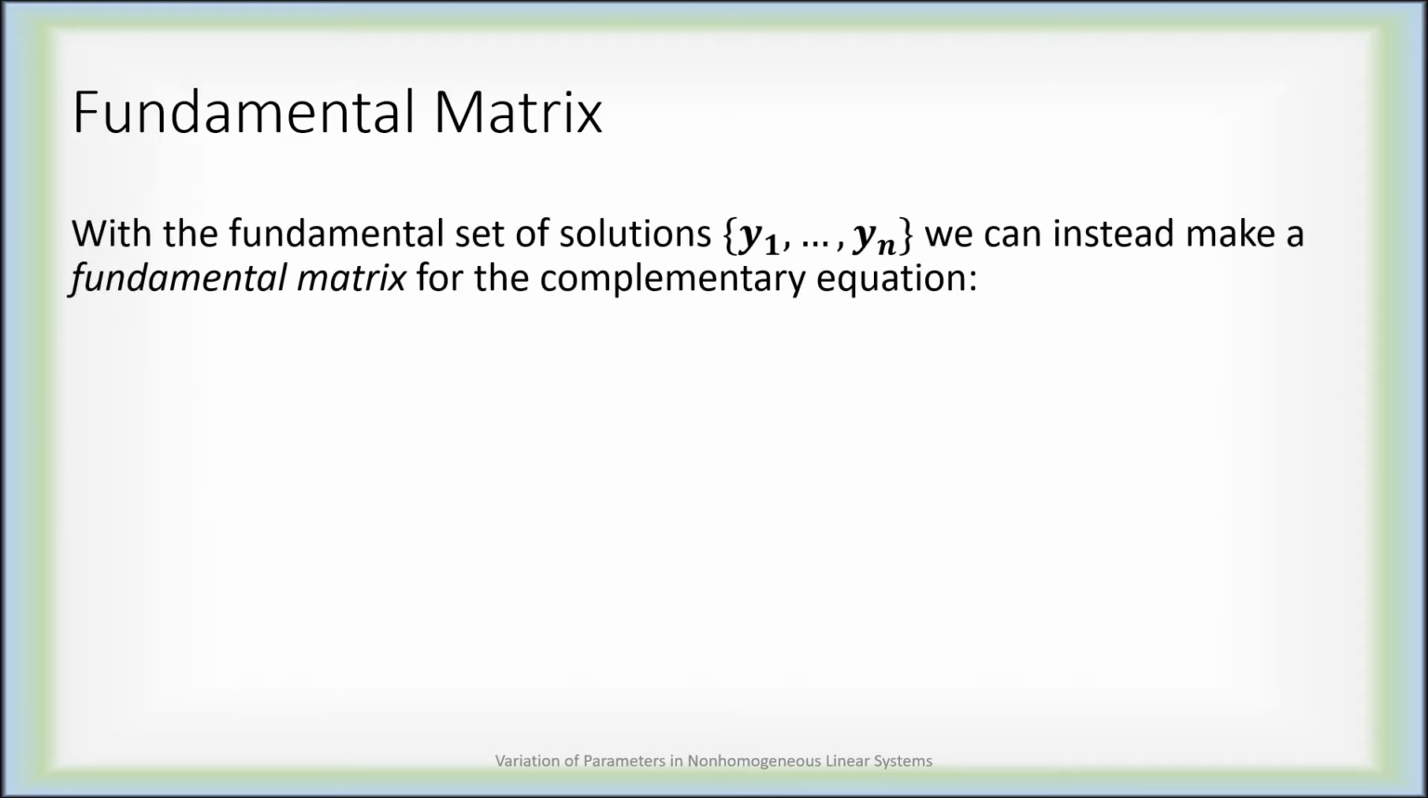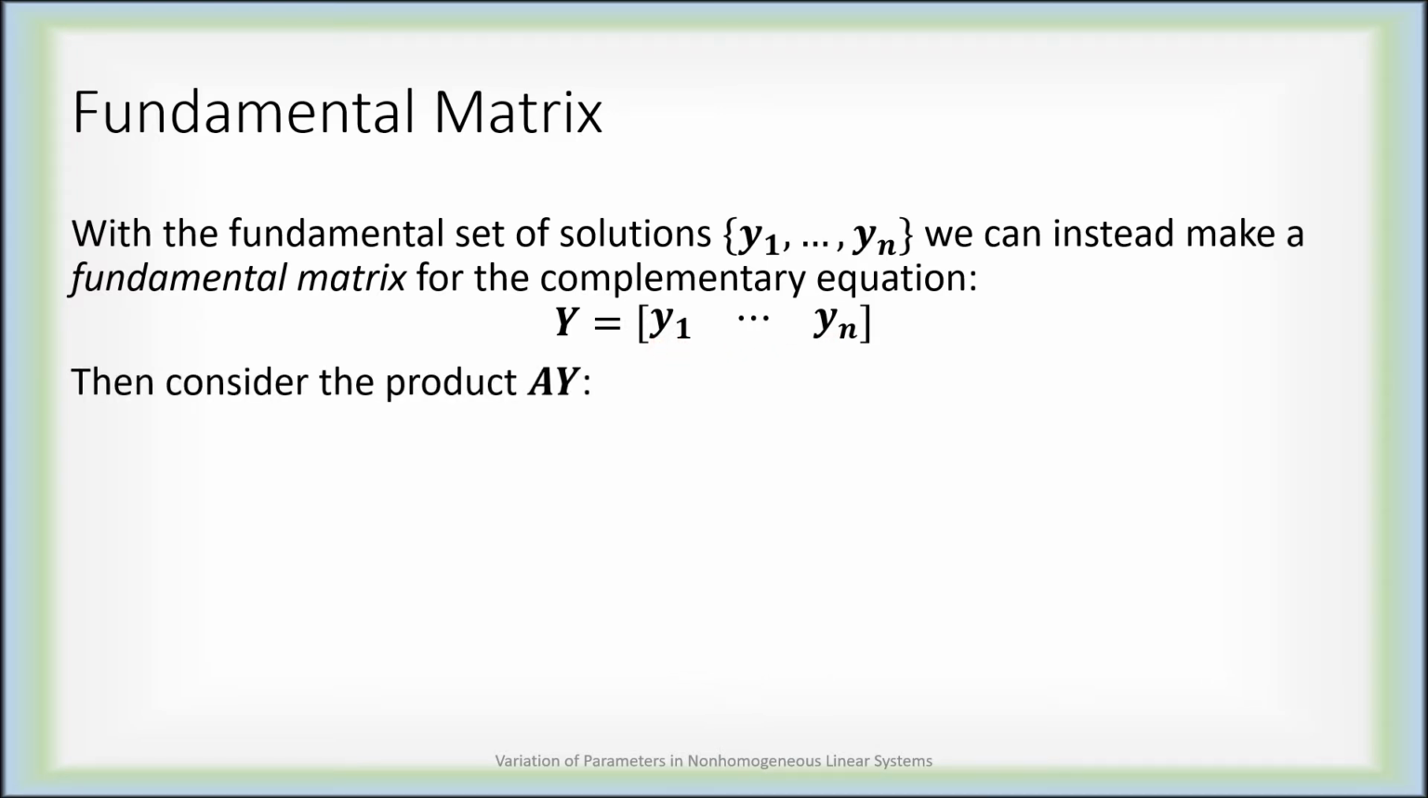So suppose you have a fundamental set of solutions y1 through yn. So these are n distinct columns that are each n by 1, and they're all linearly independent. Use them to make a fundamental matrix. What we mean here with our notation is we've made a matrix where these are the columns of the matrix. So we have n columns, each is an n by 1 column, so we now have an n by n matrix.